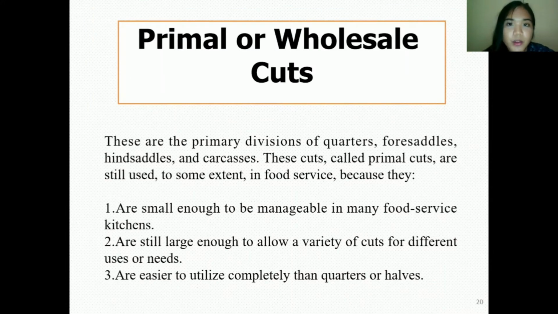Next are the primal or wholesale cuts. These are the primary divisions of the quarters, the fore saddles, hind saddles, and carcasses. These cuts, called primal cuts, are still used to some extent in food service because, first, they are small enough to be manageable in many food service kitchens. Second, they are still large enough to allow a variety of cuts for different uses or needs. Third, they are easier to utilize completely than quarters or halves.